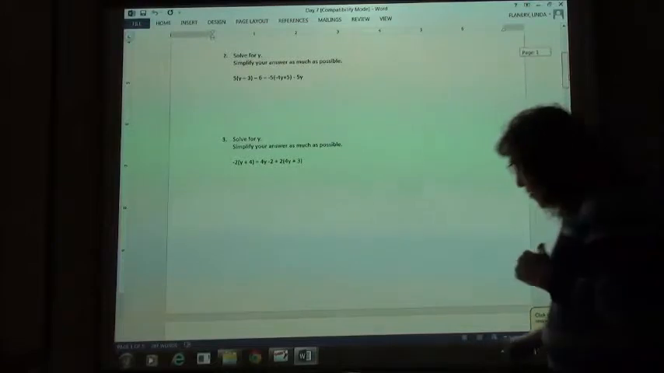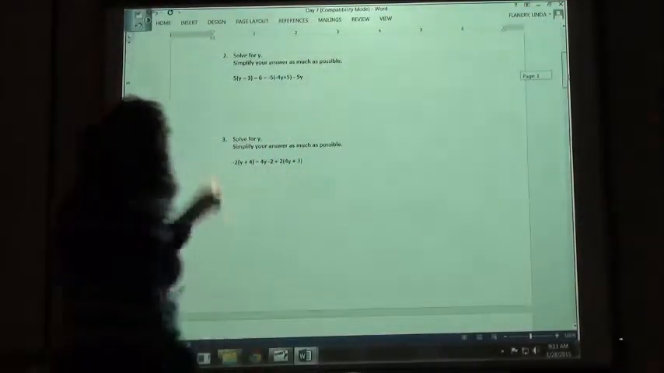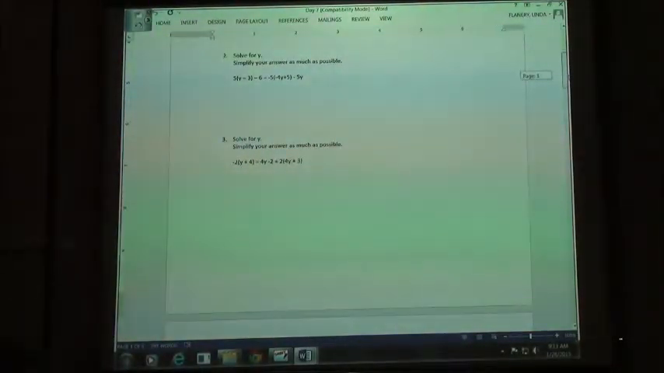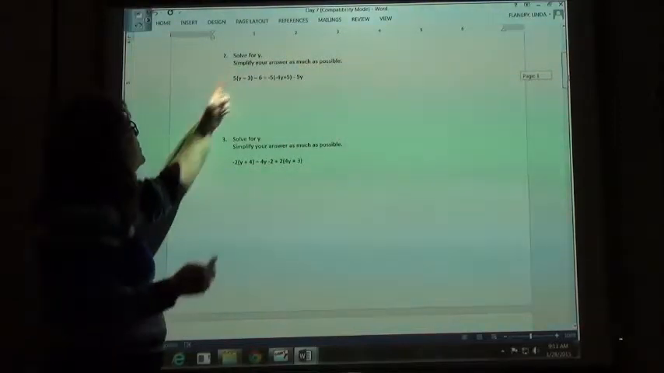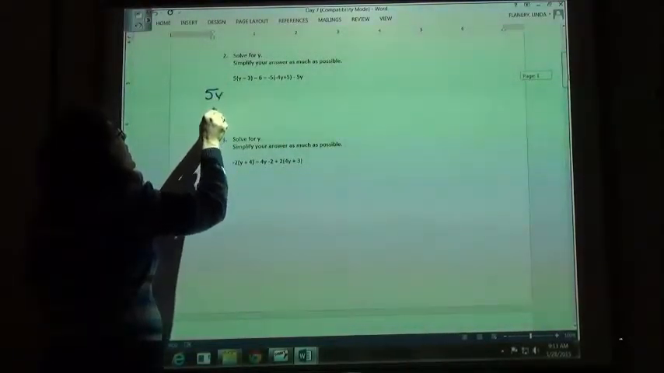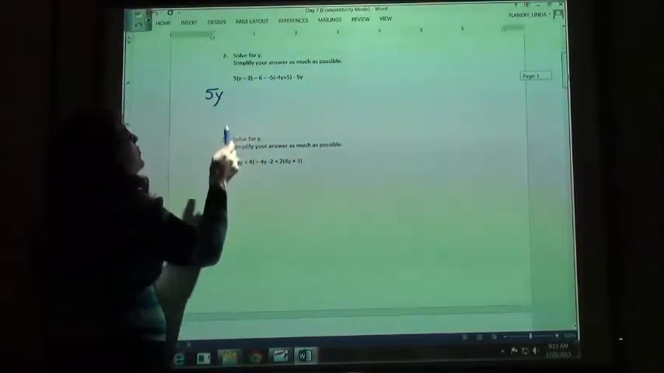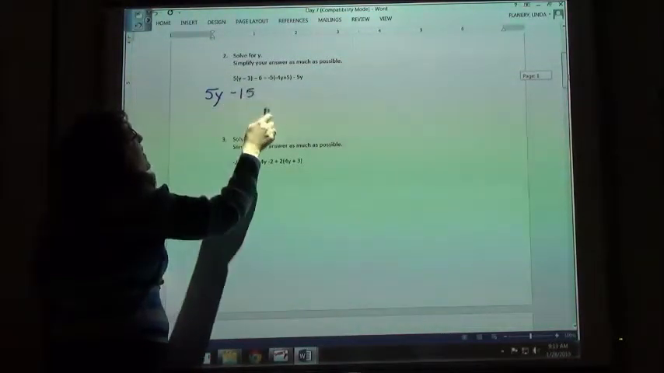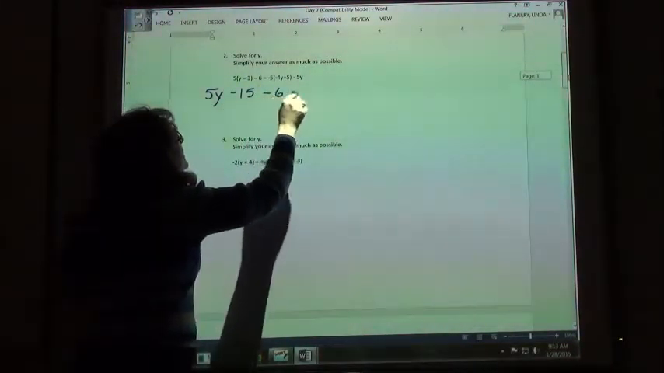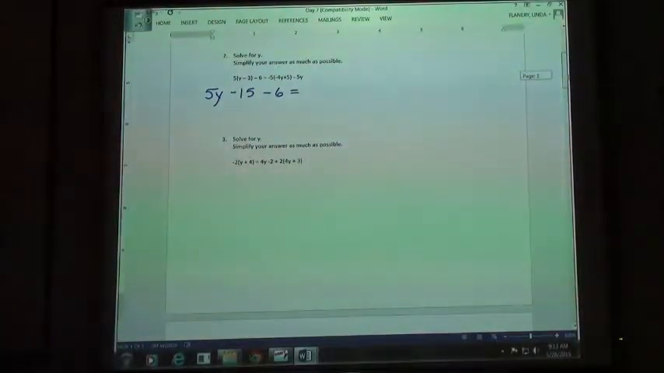So the second one there wants us to solve for y again. First thing we're going to do is get rid of the parentheses. 5 times y would be 5y. 5 times a minus 3 is minus 15. We're going to bring down that minus 6 that's not in the parentheses. So 5y minus 15 minus 6 equals the other side.